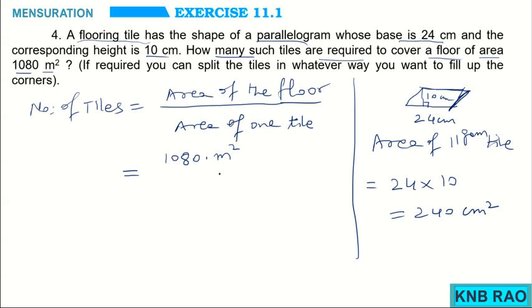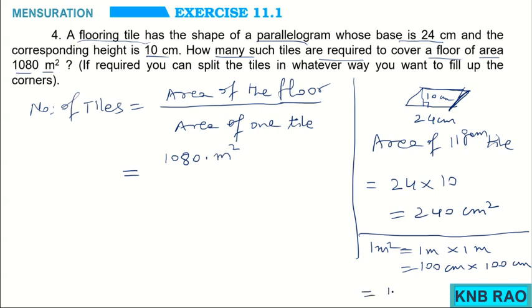So if I want to convert, I have to use 1 meter square, which is nothing but 1 meter into 1 meter, where 1 meter is 100 centimeters into 100 centimeters. That means 1 meter square is 10,000 centimeter square. So I have to substitute it instead of this meter square, in the next step.